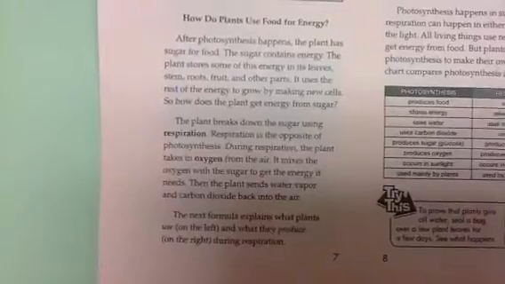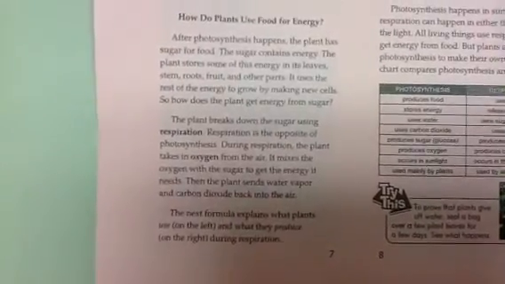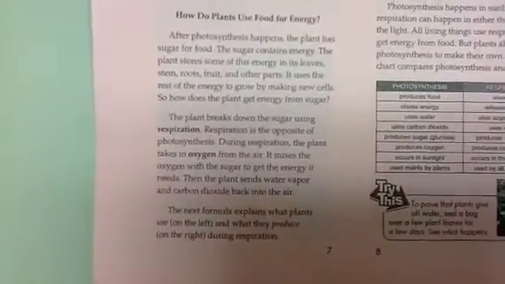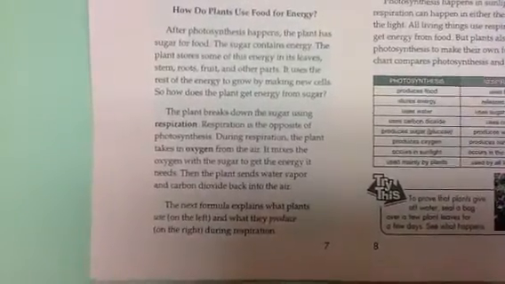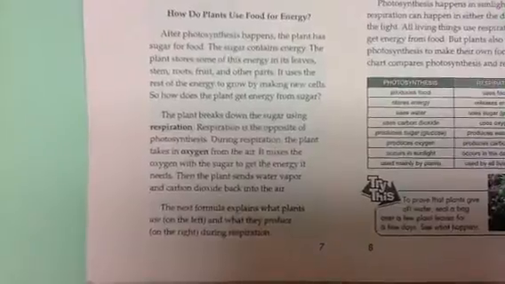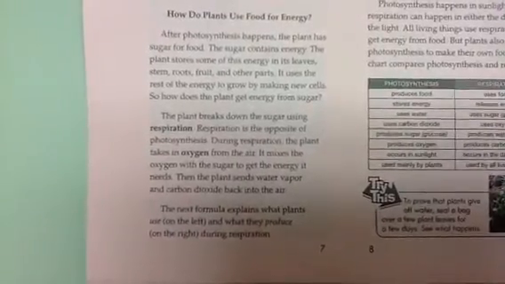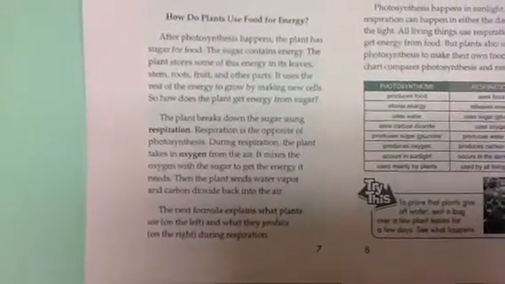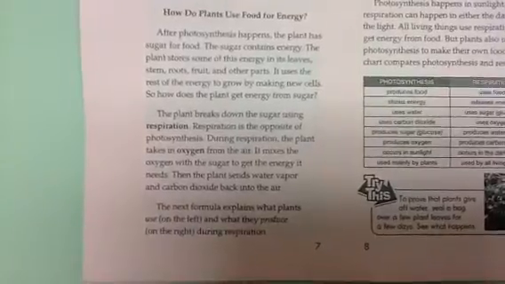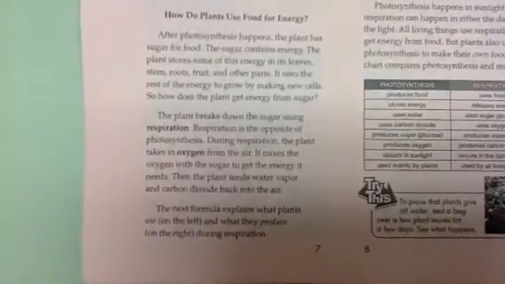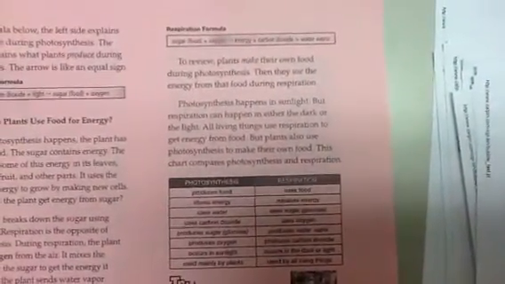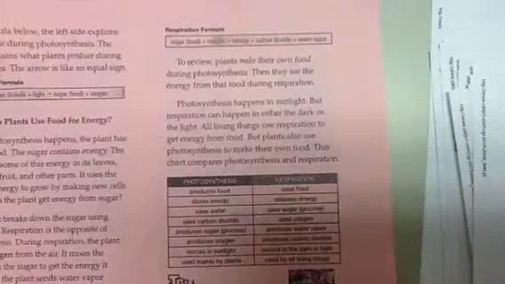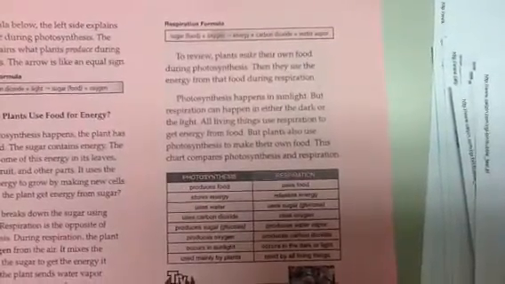Respiration is the opposite of photosynthesis. During respiration, the plant takes in oxygen from the air and mixes the oxygen with the sugar to get the energy it needs. Then the plant sends water vapor and carbon dioxide back into the air. The next formula explains what plants use on the left and what they produce on the right during respiration. Sugar, which is their food, plus oxygen is going to equal energy and carbon dioxide and water vapor.